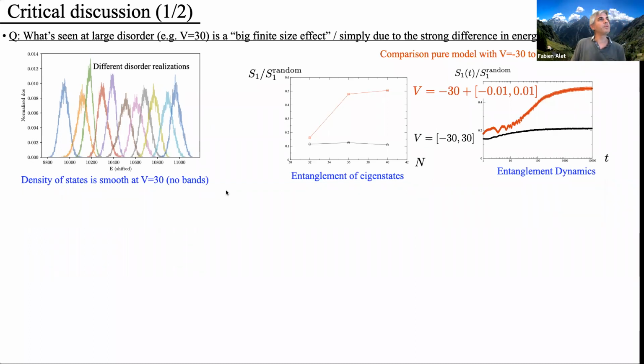Another thing which I've done is to look at the dynamics and the entanglement of the eigenstates at infinite time, if you want, for another model which has a large difference of energy scales, and a model at the largest disorder. So the black curves are the ones which I would assume are MBL. This is the entanglement of eigenstates as a function of system size, and this is the entanglement dynamics.